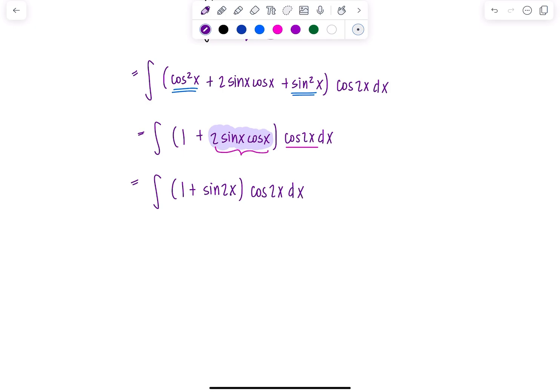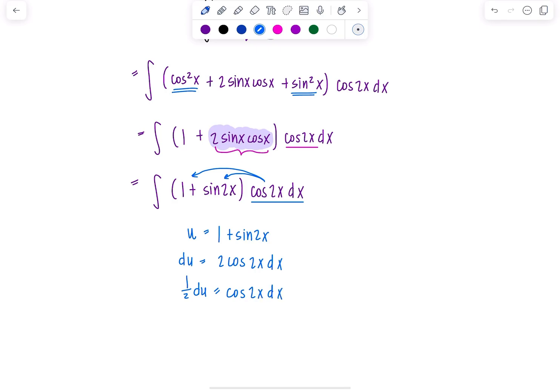And then from here, the next thing I'm thinking is, why don't we distribute this through and split this into two integrals. Another option, like I mentioned, is you could do u substitution. So if you let u equal 1 plus sine 2x, then du, the derivative of 1 is 0, derivative of sine 2x would be 2 cosine 2x dx. And I pretty much have that right here. So 1/2 du is cosine 2x dx.